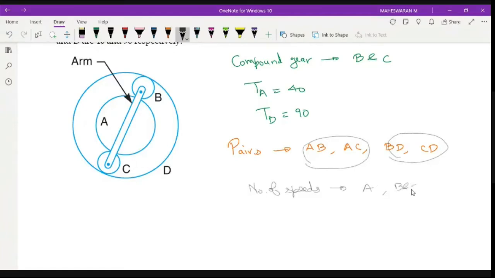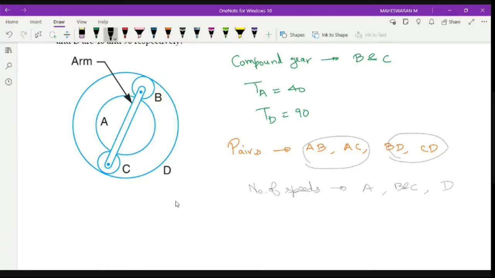B and C are having another speed, and D is having one speed. Okay. So now how many columns do you have to write? You have to write 4 columns with the arm, right? Because you have 3 speeds, you should include one more, which is for your arm. Now let us relate it one by one.